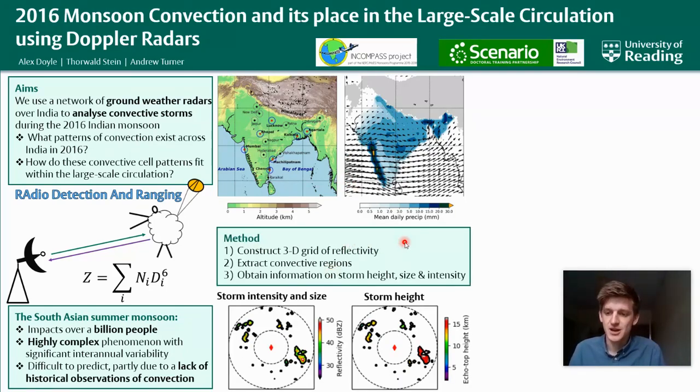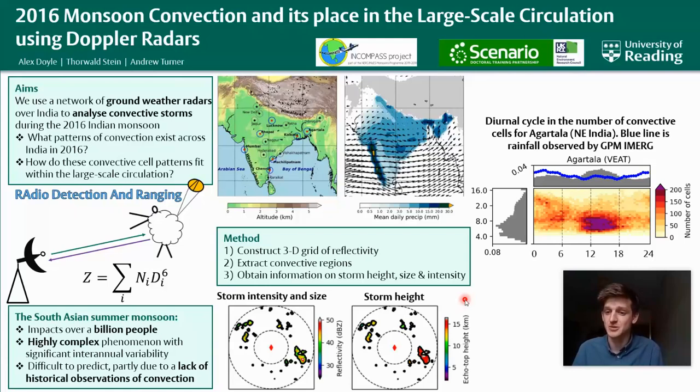So what we do with these reflectivity values that I just discussed is we construct a 3D grid of reflectivity from each radar. And this allows us to extract convective regions, which are bounded by these black contours here for this particular example, which gives us information on storm size and intensity based on the reflectivity values, and also storm height, which is basically how high do those reflectivity values go in each storm. So how deep are the storms?